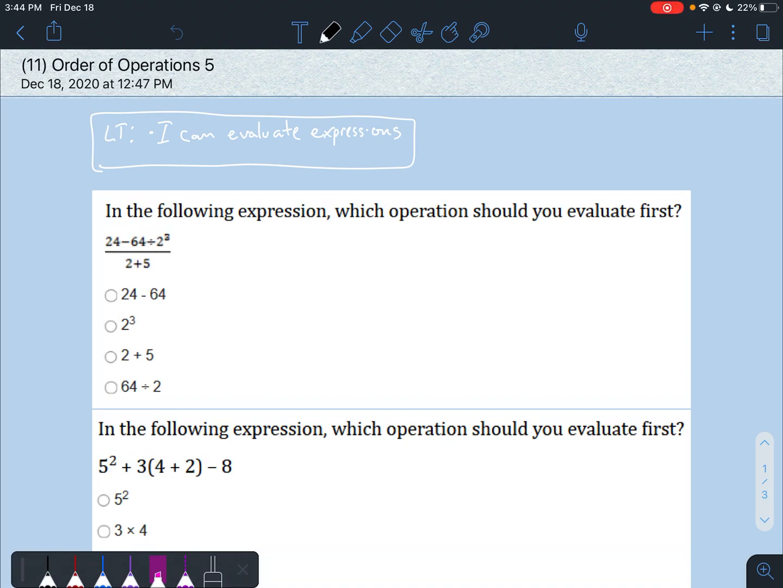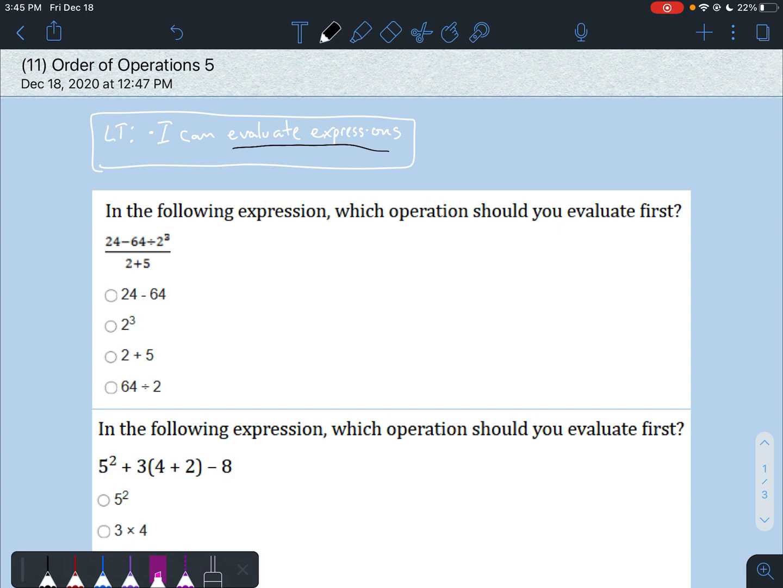Hi, and welcome to section 11 here. We're talking about order of operations part 5. So once again, we're continuing on with evaluating expressions. We need to know the order of operation. We need to know where to start, how to continue as we work our way through evaluating expressions and finding out what they come out to equal here.